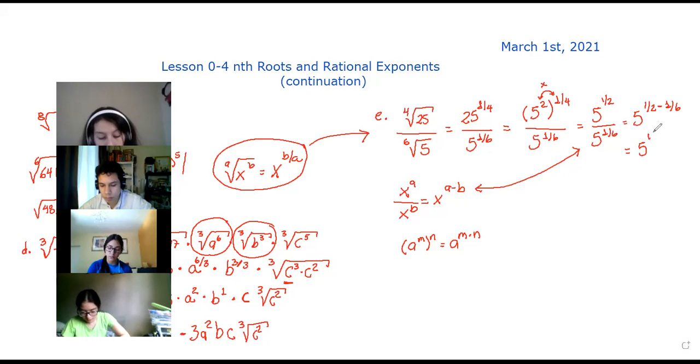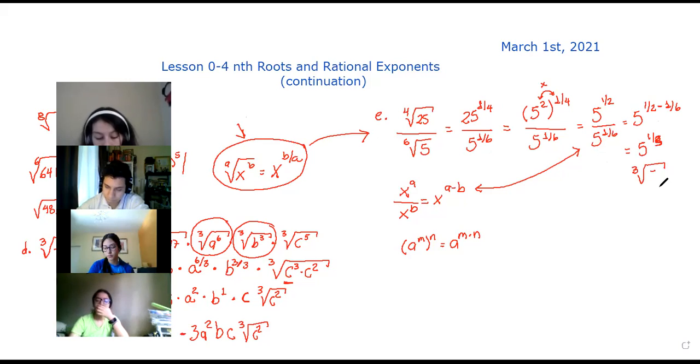It is 1/3. Now I will use this property to write it as a radical. I have the rational exponent, so I will write it as a radical. Sorry, you said 1/3, right? And I wrote 1/2, 1/3. So this will be the cubic root of 5. And you're done.